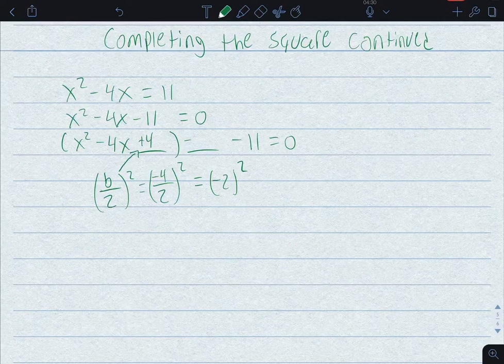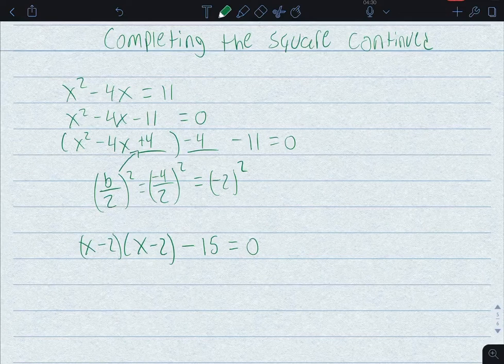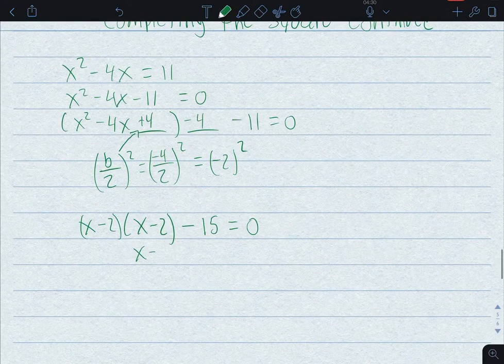Just kidding. If I put a plus 4 inside the parentheses, I need to put a number outside that would balance it out to 0, which is a minus 4. Since I already factored this last time, it's x minus 2 times x minus 2. And then I have a minus 4 and a minus 11. A minus 4 and a minus 11 make a minus 15 equals 0. So that's x minus 2, that happened twice and it's multiplying. So x minus 2 squared equals 15.